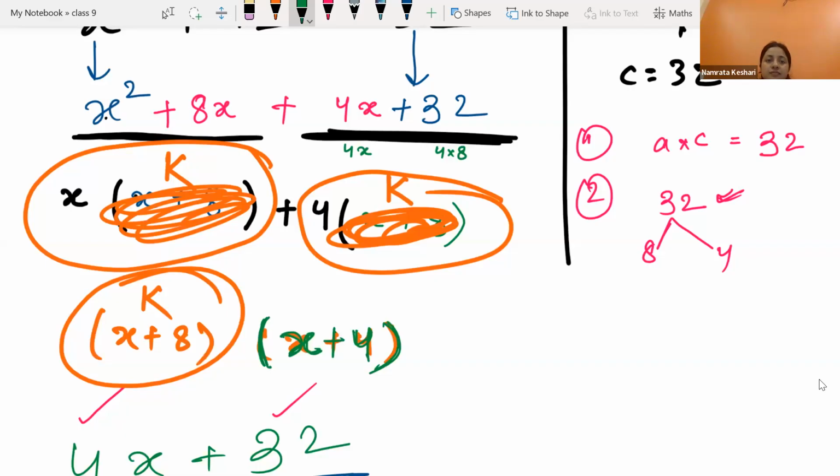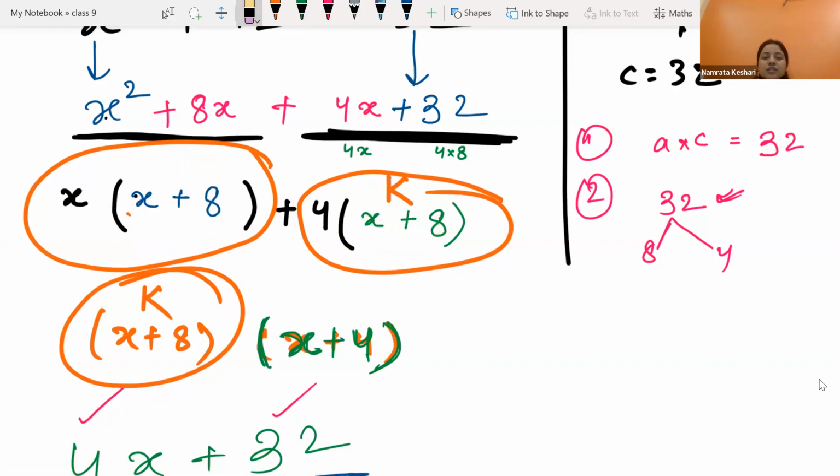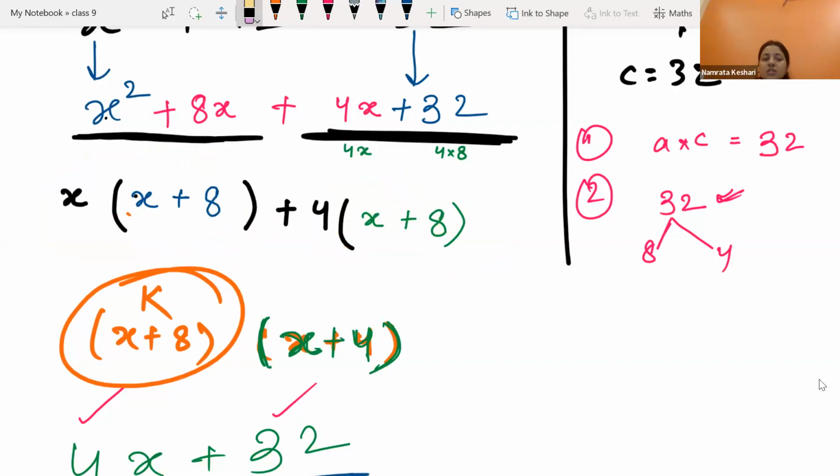Are you getting it? Yes, ma'am. Is it crystal clear to all of you? So from now onward, you will not write this k and all. This is just for your understanding. Any time we see terms like this, we will directly pick the common factors.